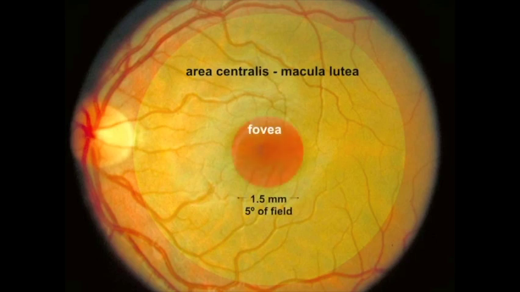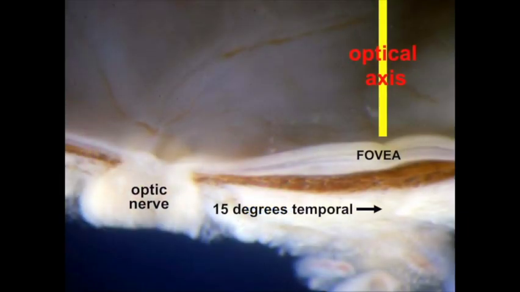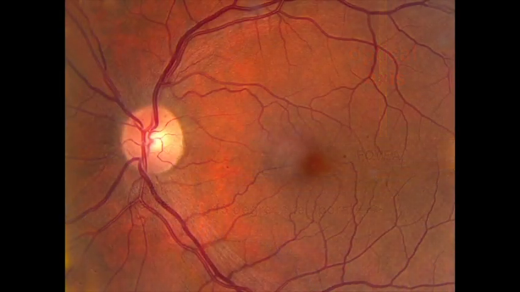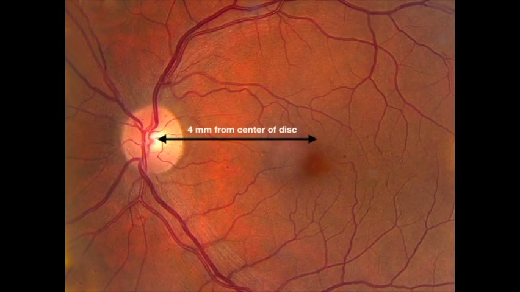The area centralis harbors the fovea or pit that is responsible for high-resolution vision. The fovea is about 1.5 millimeters in diameter, the same diameter as the optic nerve. The center of the fovea is located about 15 degrees temporal to the optic nerve. It is about 4 millimeters temporal to the center of the optic disc and about 0.8 millimeters below it.